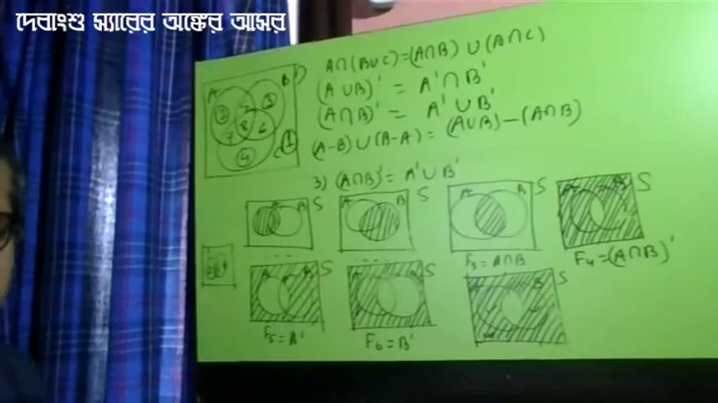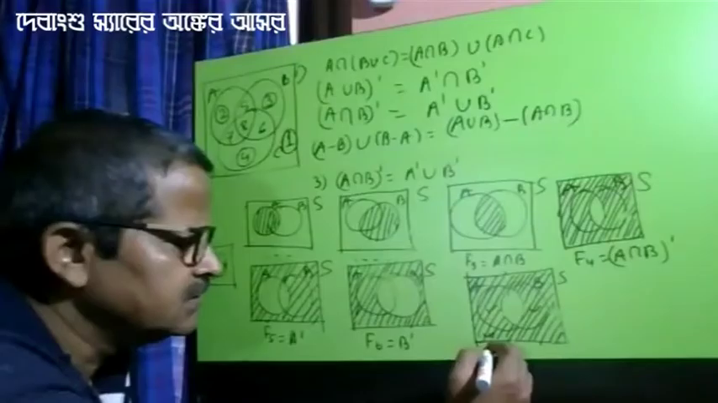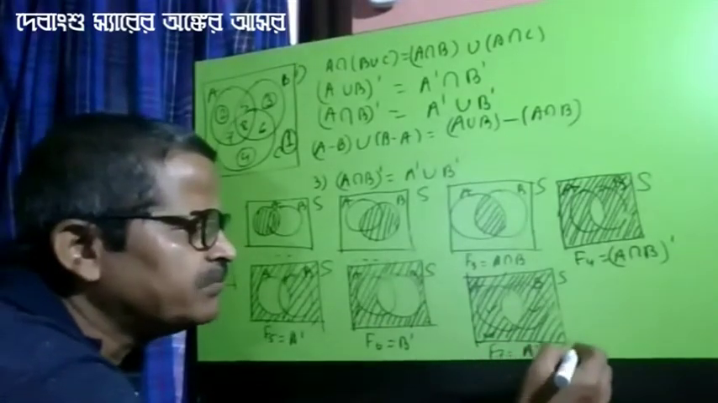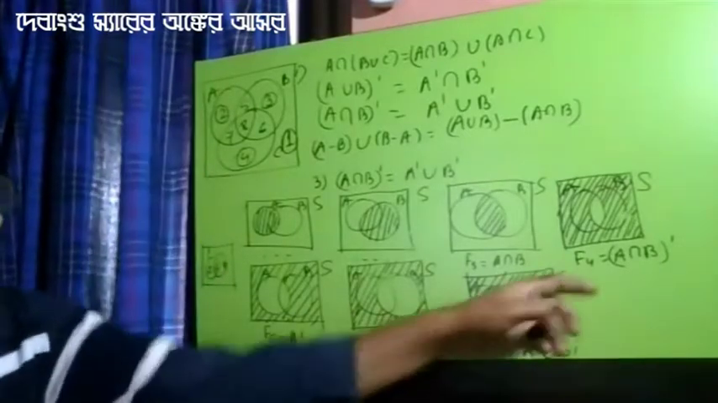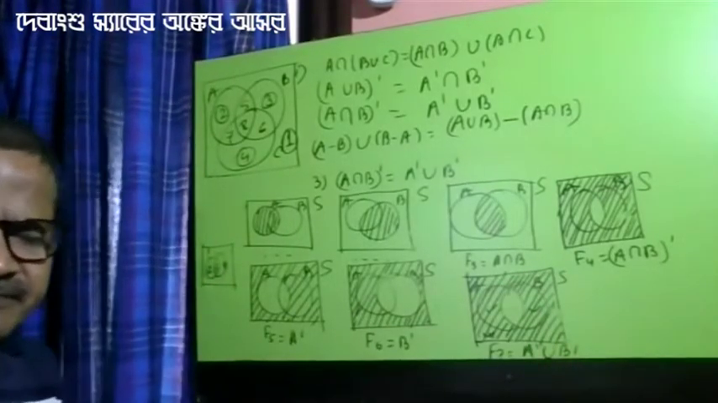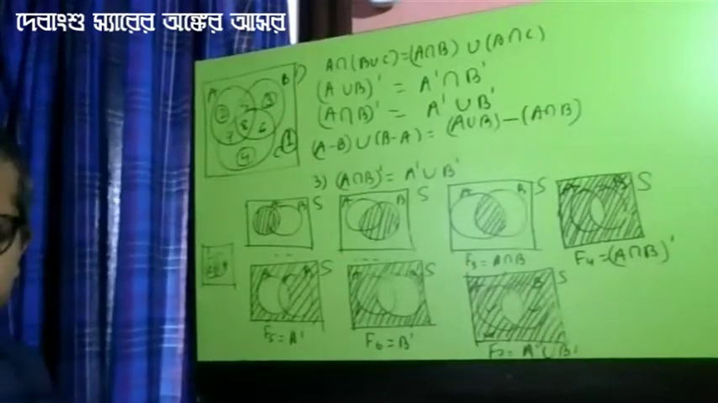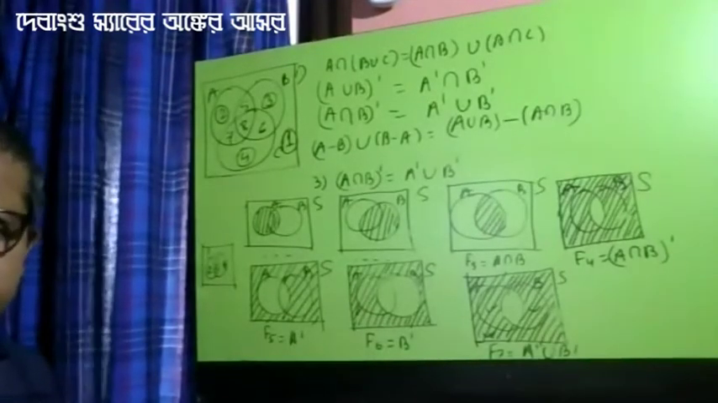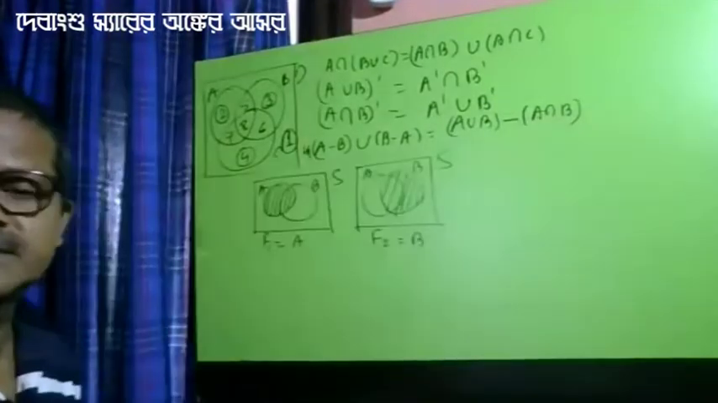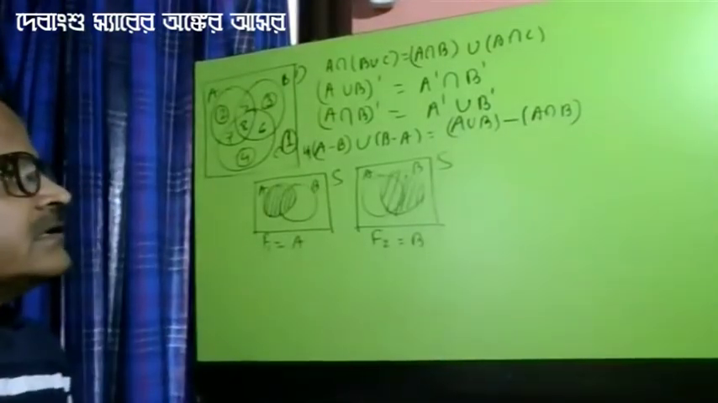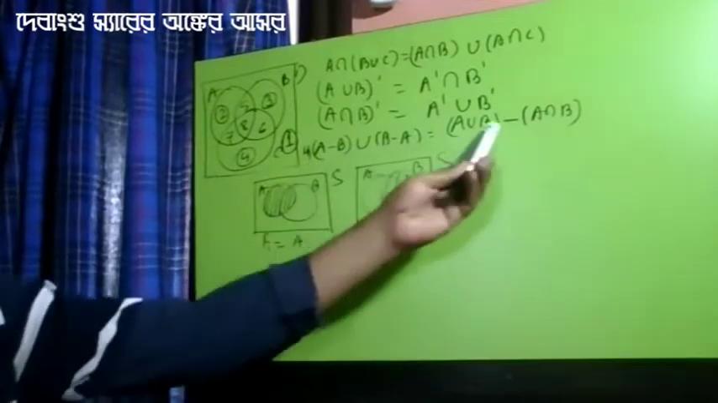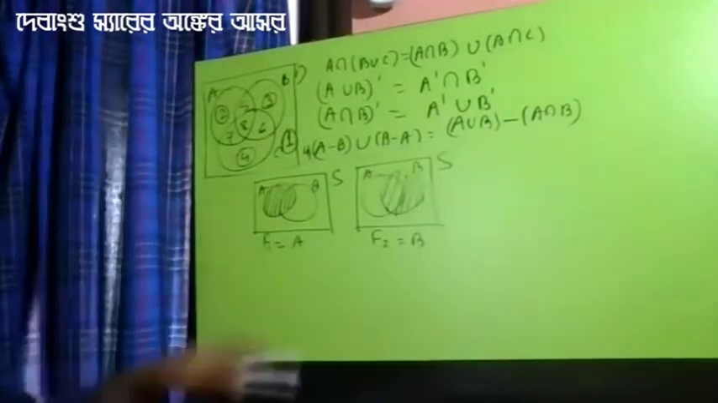Now F7 is this. F7 is equal to A complement union B complement. Now see, F7 and F4 are identical, and this establishes the theorem by Venn diagram. Okay. Next, we are going to prove this relation.